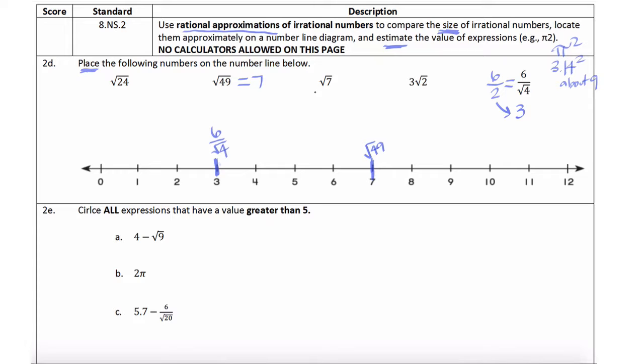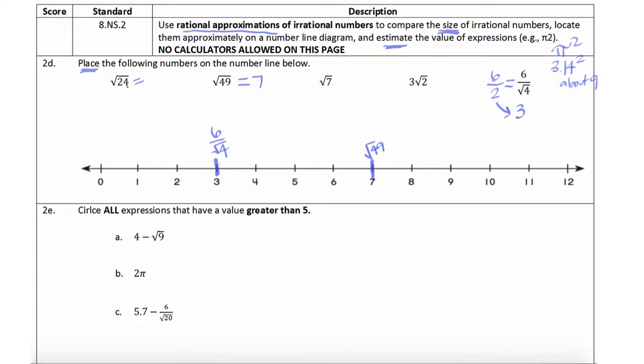Now I'm going to go to the ones that are a little bit harder. Square root of 24. Now I'm not going to be using a calculator because you can't use a calculator, so we're going to be doing some work to estimate this. Square root of 24 is, let's try to do some whole number estimations. I'll start with 3 times 3 is 9. Well, that's too small. 4 times 4 is 16, still too small. 5 times 5 is 25, too big.